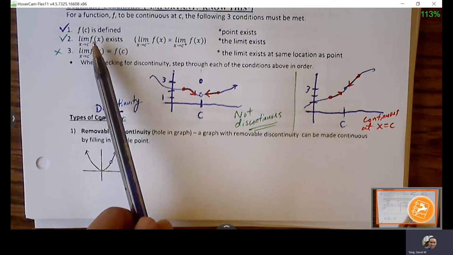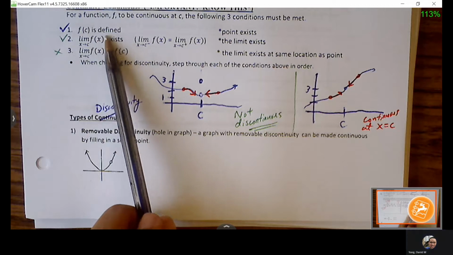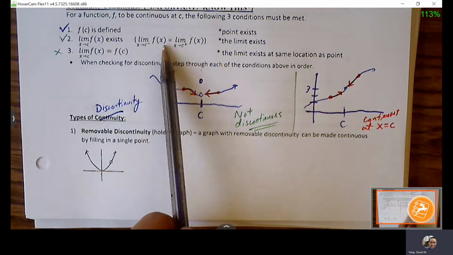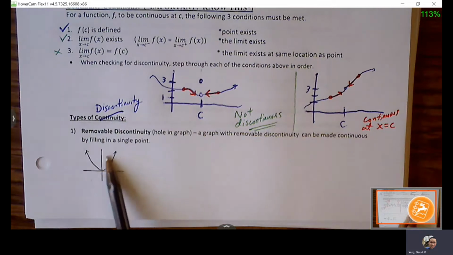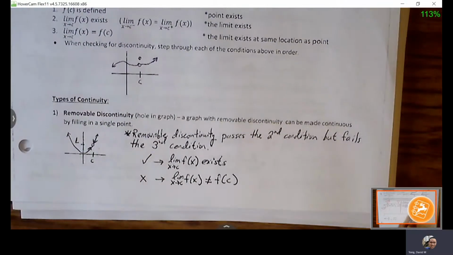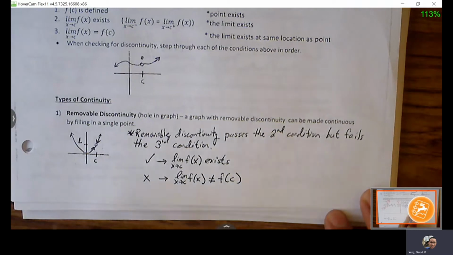It has to do with the second condition. If the second condition passes, that means the limit exists. If the limit exists, but it fails the third condition, we know we're dealing with removable discontinuity. Okay, so you guys can write that down here. Removable discontinuity will be guaranteed to pass the second condition, but it will also fail the third one.